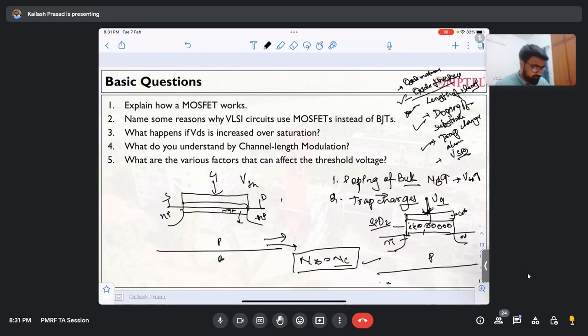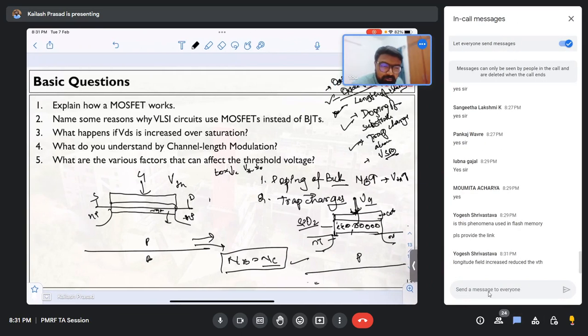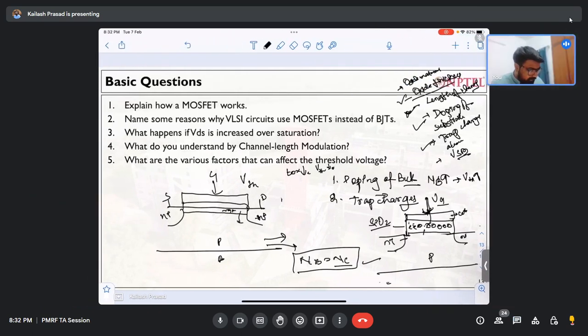Concluding, if we reduce the oxide thickness, then the threshold voltage may be reduced. It is reduced. Threshold voltage is reducing. I think there is one comment: the longitudinal field increases with the reduced VTH. Okay, the field will increase. The thing is, it is actually not an insulator, rather what we call a dielectric.